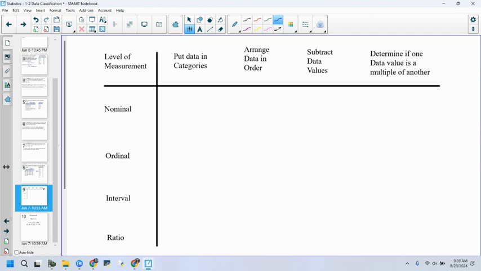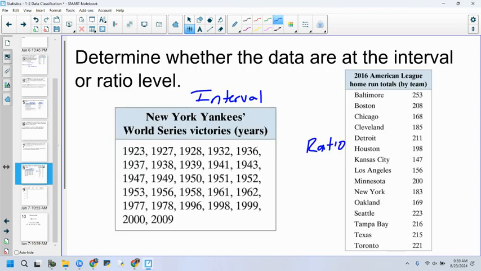Okay, so taking a look here, nominal, ordinal, interval, ratio. Those are the 4 different levels of measurement, right? Okay. Remember, again, these things are like umbrellas. Like, I really could put anything that's in ratio level into categories. Anything that's in the ratio level, I could put in order. Anything at the ratio level, I could still subtract. Like, for example here, could I put these into categories?